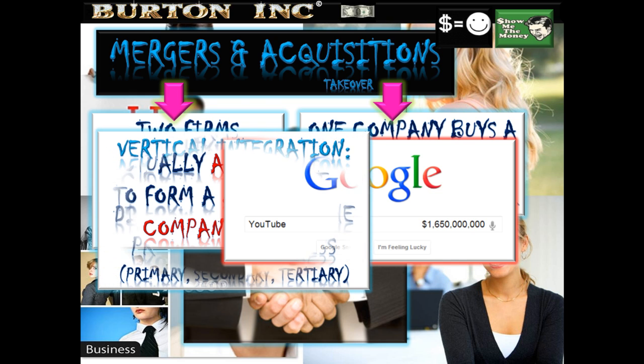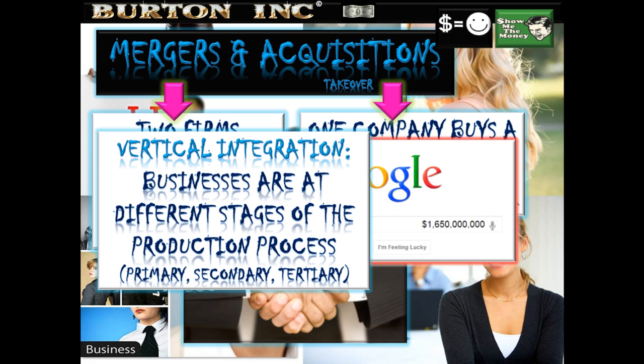Now we have to differentiate between vertical integration and horizontal integration. Vertical integration, businesses are at different stages of the production process. So an organisation operating in the primary sector or the secondary sector or the tertiary sector will merge with or acquire another one at a different stage of the production process.